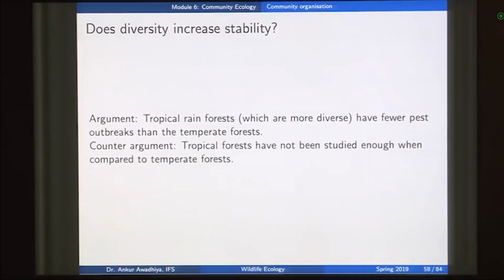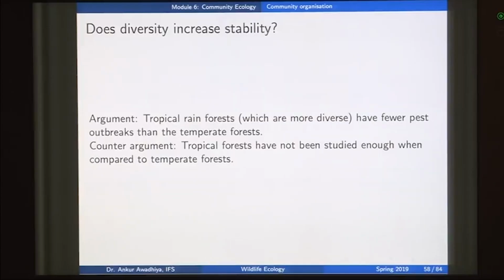Or if you look at things like tropical rainforest. So, tropical rainforests which are more diverse, they are having fewer pest outbreaks as compared to temperate forest, where you have less number of species or less amount of biodiversity. But then a counter argument is also that the tropical forests have not been studied enough when compared to the temperate forest. So, it is also possible that we do not know the kinds of pest outbreaks that are erupting in the case of the tropical forest.